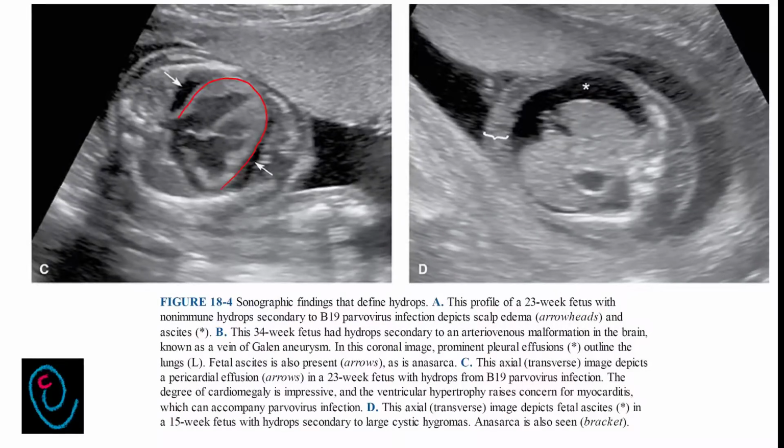Around the heart, we can see pericardial effusion. And in the last image, we can see ascites. This is ascitic fluid, and the skin of the abdomen is thickened. A thickness of 5 mm or more is diagnostic of skin edema.